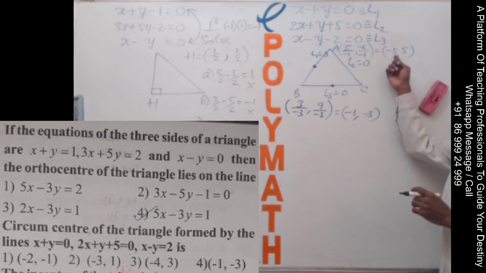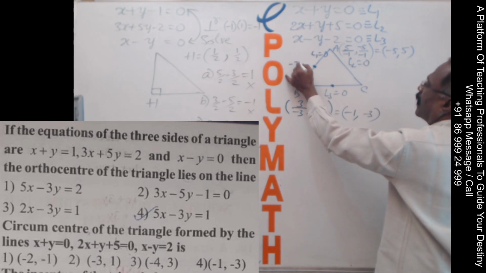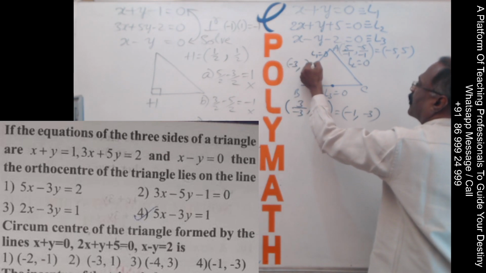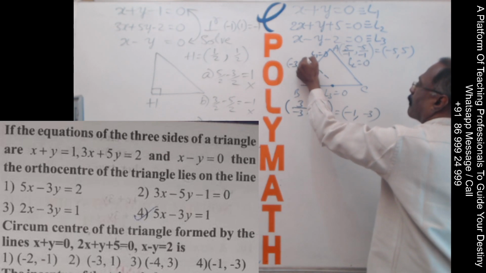Midpoint, please. Minus 5 minus 1 by 2. 5 minus 3 by 2 minus 3 by... I need the perpendicular bisector.